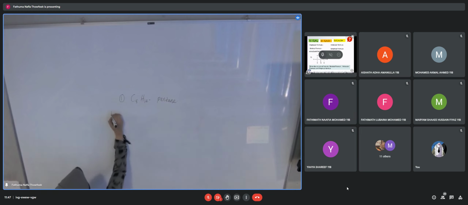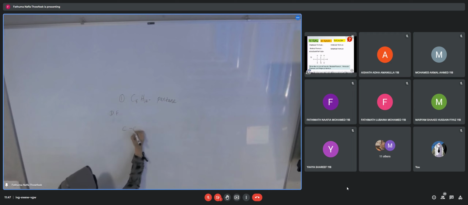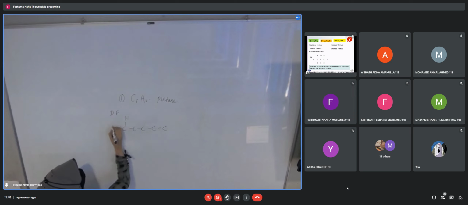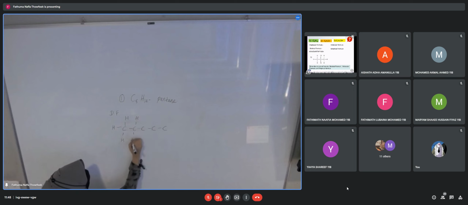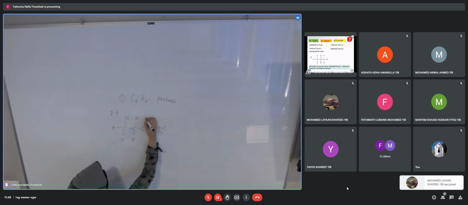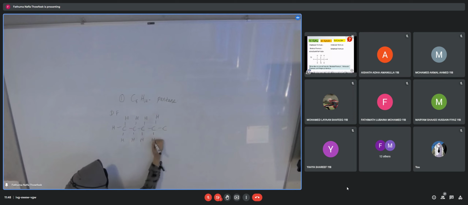First, go with the displayed formula. All the bonds you need to show. 1, 2, 3, 4, 5 carbons. Hydrogens 12. 1, 2, 3, 4, 5, 6, 7, 8, 9, 10, 11, 12. Right. This displayed formula is done.